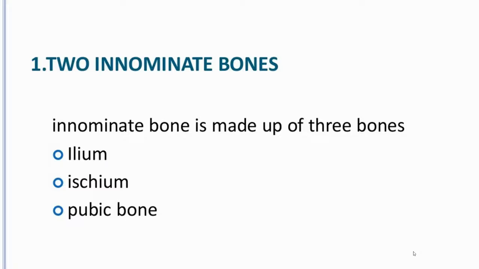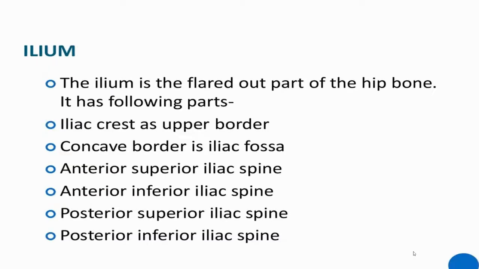Now we will see about the innominate bones. The innominate bone is made up of three bones, that is the ilium, ischium and pubic bones. First, we will see the ilium. The ilium is a flattened, flared part of the hip bone.